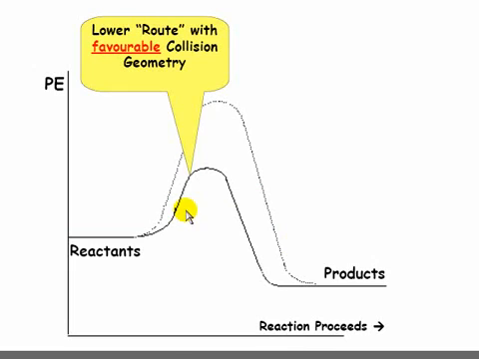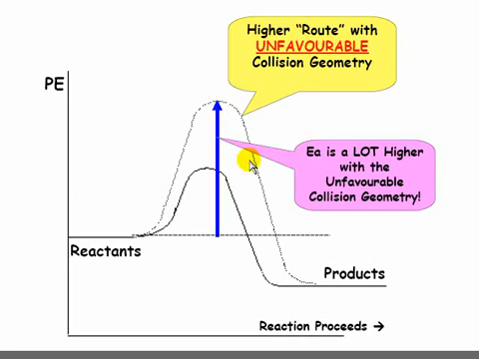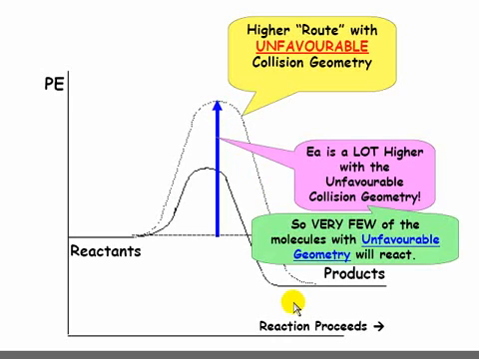Here is a graph of the two different routes. The lower route is the route for the favorable collision geometry. You notice the EA for this one is quite low, so it's not hard for these molecules to make it over this barrier. But notice the route with the unfavorable collision geometry has a very high activation energy. It's a lot higher with the unfavorable collision geometry. So very few of the molecules with the unfavorable geometry will react.